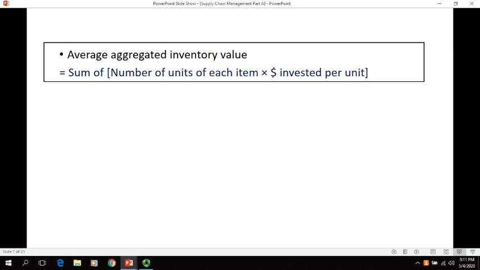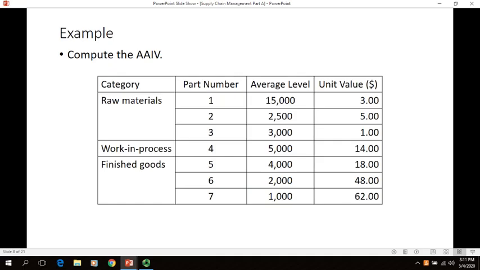So here's the formula for AAIV. If we have multiple items, you count the number of units of each item, and you multiply by how much you invested to purchase each unit or to produce each unit, and you're going to add them up across multiple items. So let's take an example.